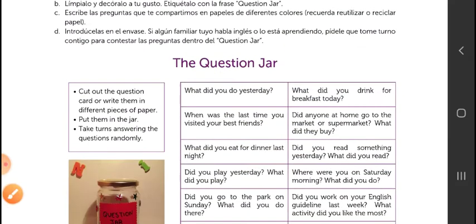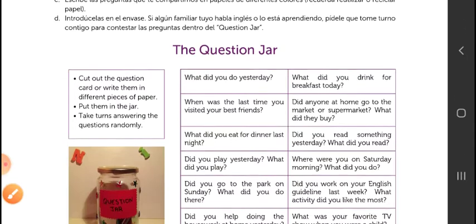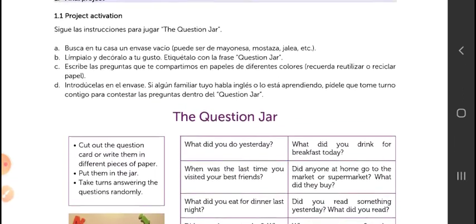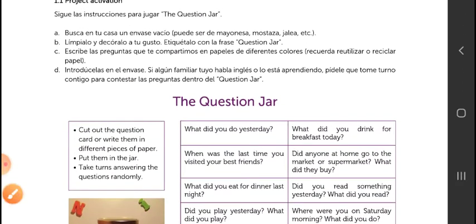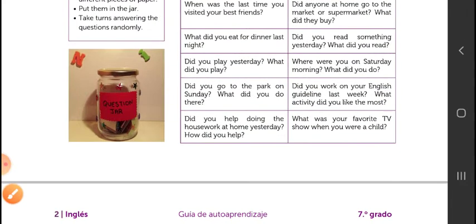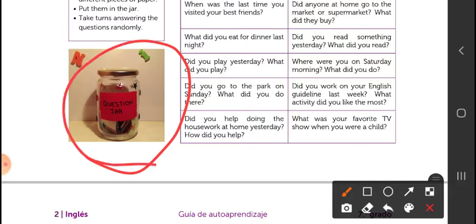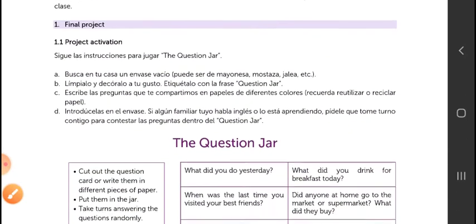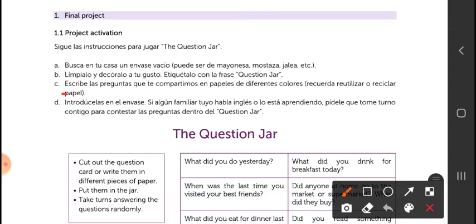That's it. It doesn't matter if it's plastic or if it's glass, don't worry. The only thing is that it's empty. Solo importa que esté vacío, ¿ok? Límpialo y decóralo a tu gusto. Etiquétalo con la frase question jar. Ahí está. Question jar. Luego, escribe las preguntas que te compartimos en papeles de diferentes colores.